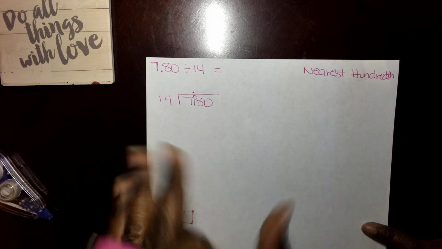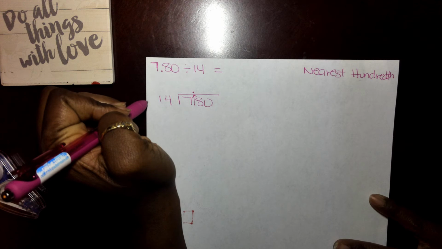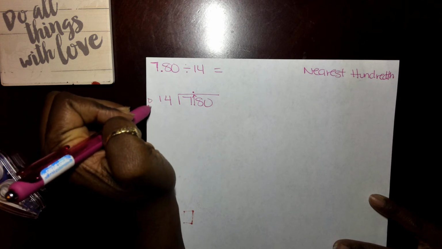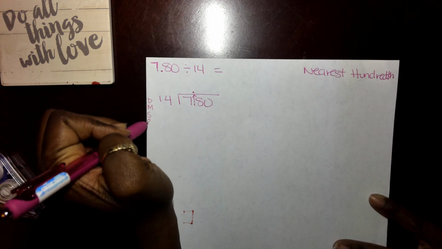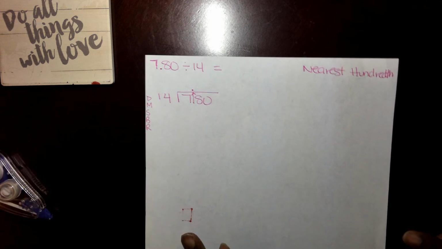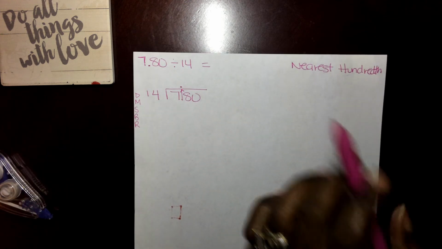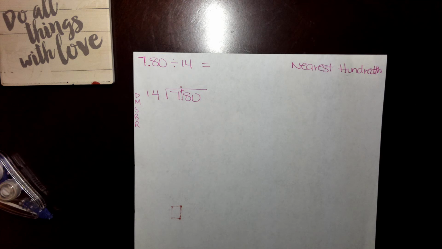All right, and then we just have to remember our steps when we do division. So we divide, we multiply, we subtract, we bring down, and then we repeat. And our answer is going to be in the nearest hundredth, okay?